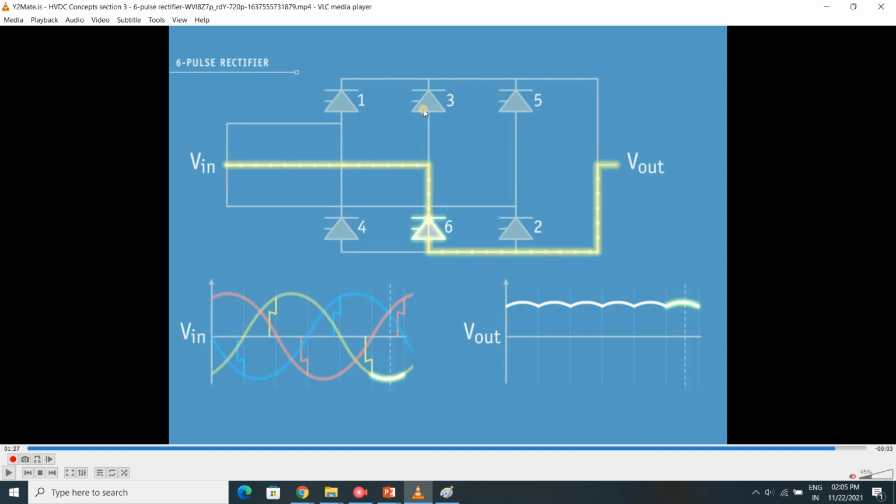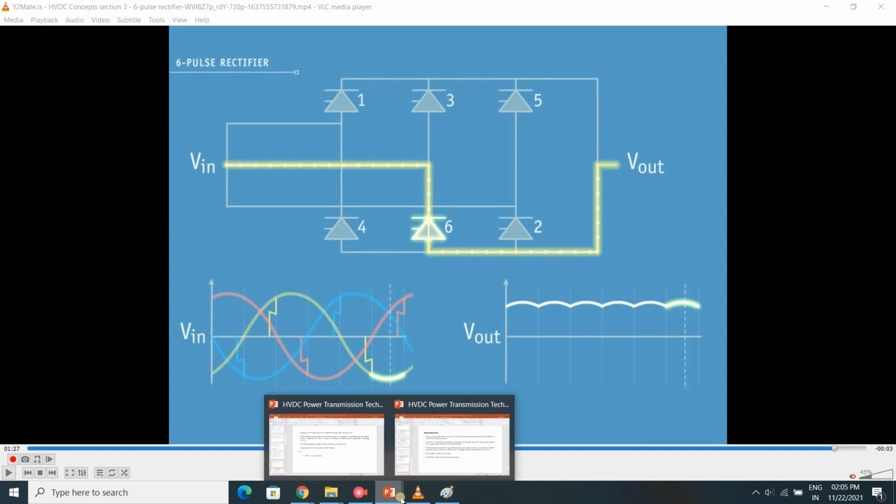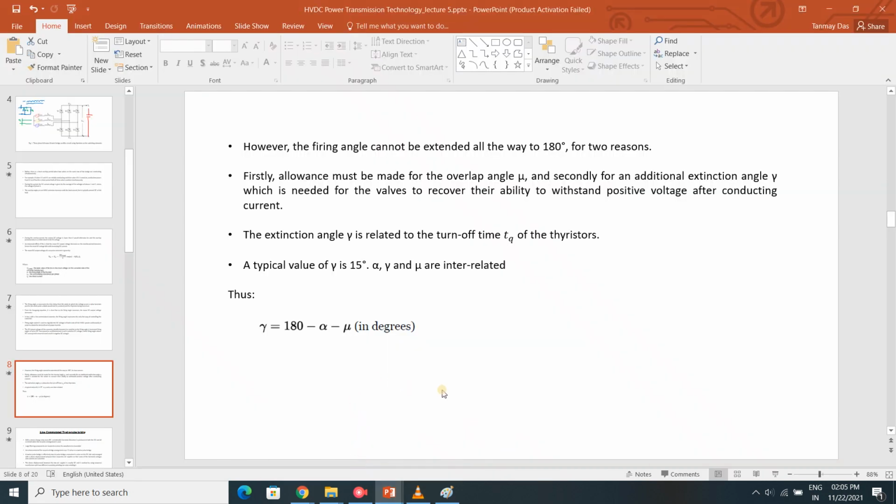Because the valve has to be switched off, or it has to be reversed. So this recovery time needs to be there. That recovery time is nothing but the recovery angle.